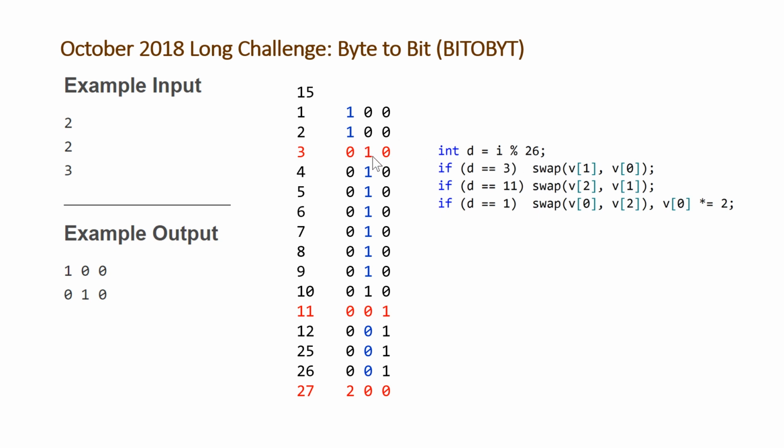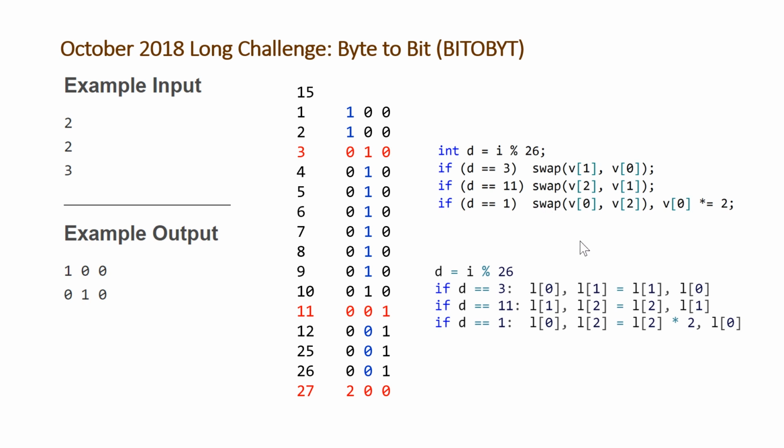This is the same thing as just setting the nibble value equal to the bit value and then setting this to 0. But because we always know that only 1 column will have a value and the other 2 will have zeros, we can swap. And so when d equals 11, we can swap. And then when d equals 1, it's slightly different. We swap and then we multiply by 2.